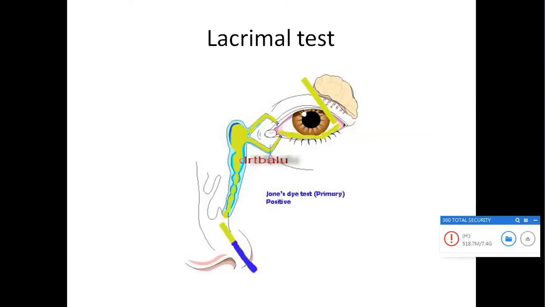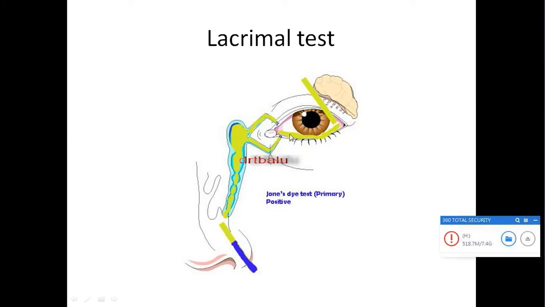Lacrimal test is a simple test, as I told you, based on the flow of how tears flow. So we will take advantage of the flow of the tears. Just put a drop of any dye into the lower fornix so that it will stain the tears, and ask the patient to blink the eyelids. So the colored tears, stained by the dye, will enter into the lacrimal sac.